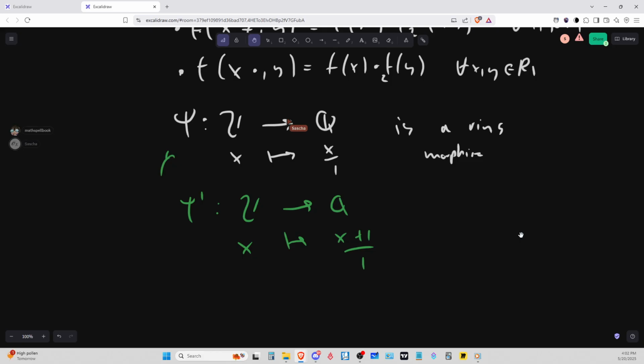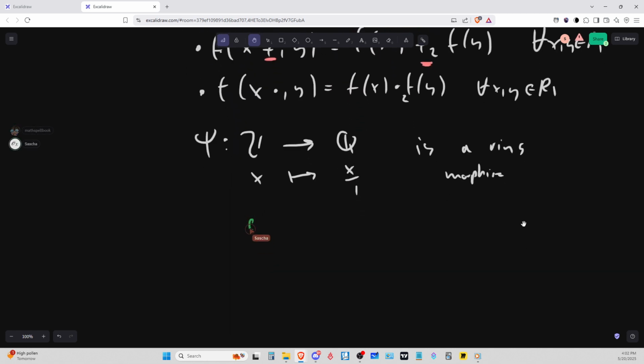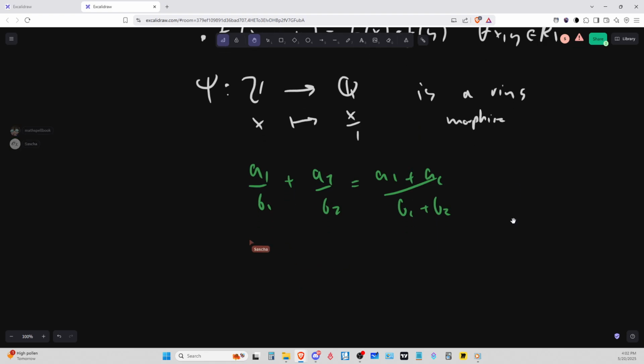Oh, okay. For example, when you're in elementary school, you say, why is adding two fractions such a pain in the butt? Why can't I just do A1 over B1 plus A2 over B2 just like multiplication? Why is it not something like that? Yeah. Right. But if this map is a ring morphism, you get the answer why. Oh, okay. Because look what would happen.